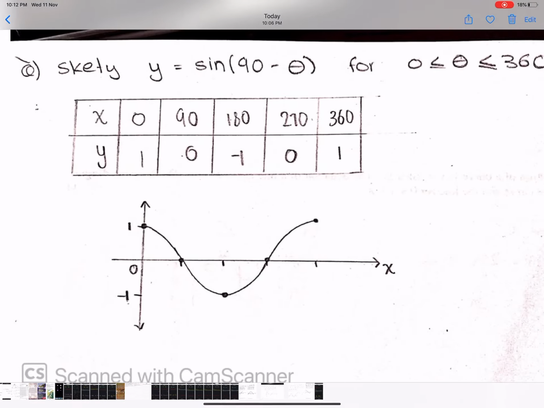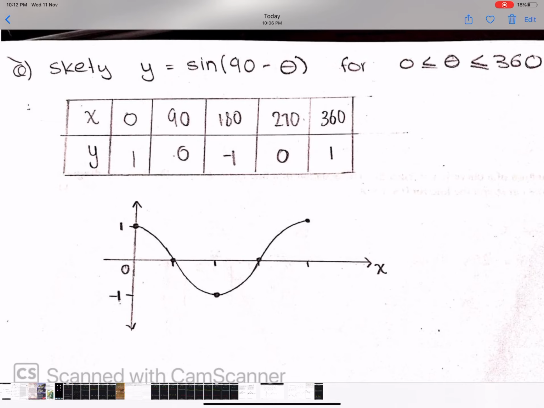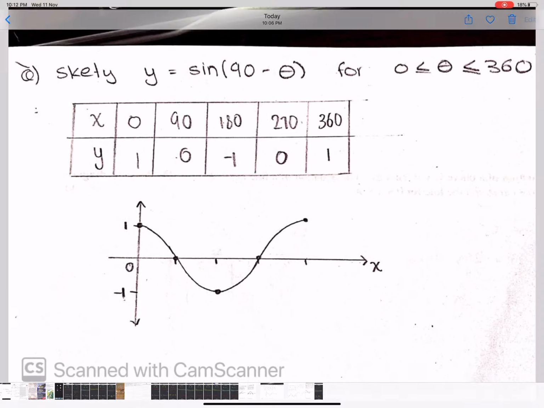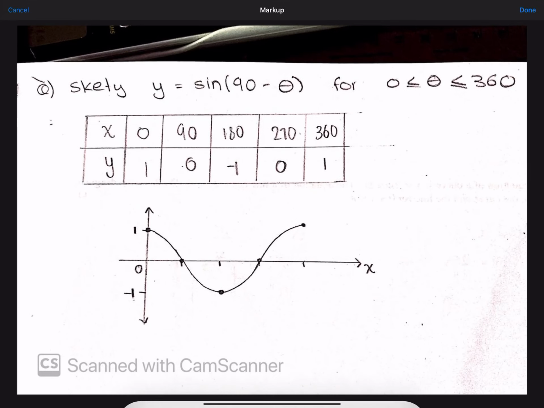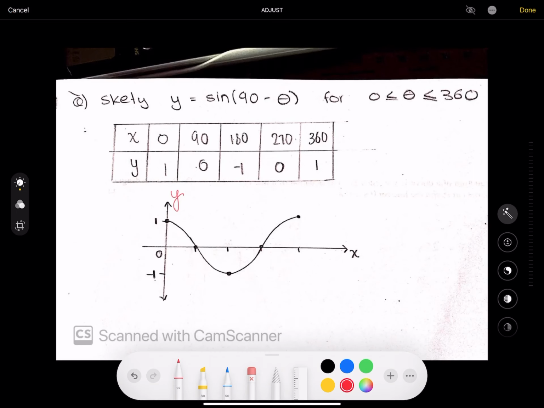This is example number 3. Again, see, we made the table for the values of theta, and then we sketched the curve. And this is y, in fact. You need to label the axis. Otherwise, you will lose 1 mark.